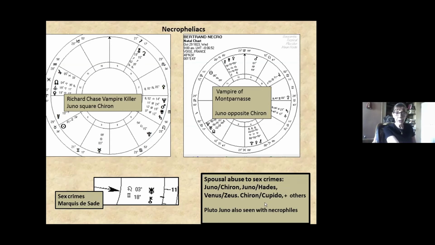And so in general, we can say that one of the pictures for spousal abuse and sex crimes is Juno Chiron, but there are others. Unfortunately, we can kind of run out of fingers and hands and toes in listing all of the symbolism for spousal abuse, but Juno Chiron is one of them.